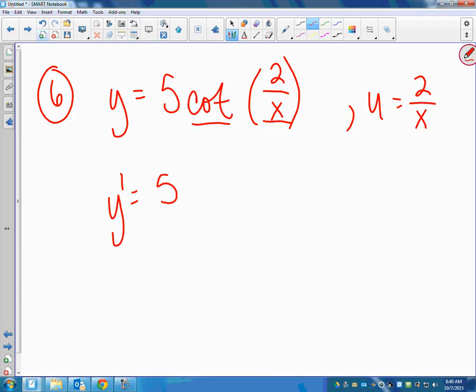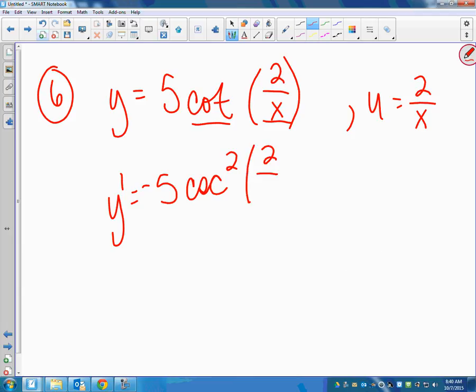Negative cosecant squared, right? So all the c functions start with negative. I always know the derivative of tangent is secant squared, and so that's how I remember the derivative of cotangent is negative cosecant. Let me put those together. So I'm going to change this to negative cosecant squared.